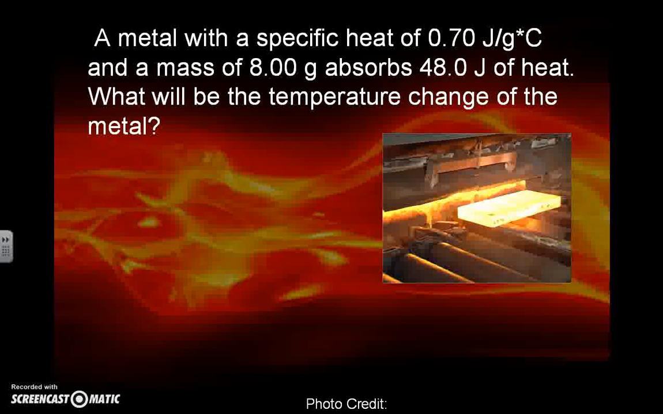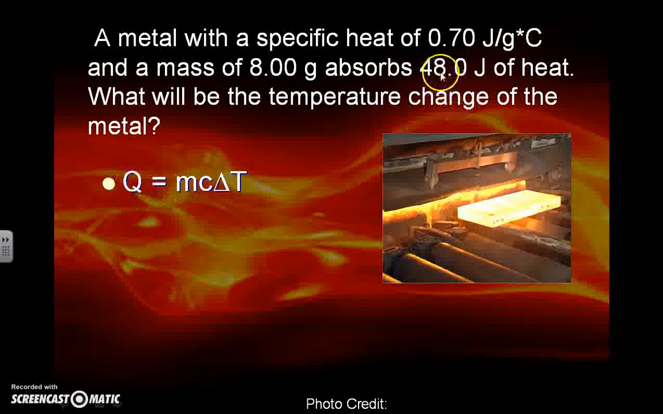Okay, here we have the final example problem. It's a metal with a specific heat of 0.70 joules per gram per degree Celsius, and a mass of 8.00 grams, and it says it absorbs 48 joules of heat. And it wants to know in this one what the temperature change of the metal is going to be. So for this problem, we're actually solving for the delta T, the change in temperature. So we should be able to find values for Q, M, and C in the problem, which is exactly what we see.